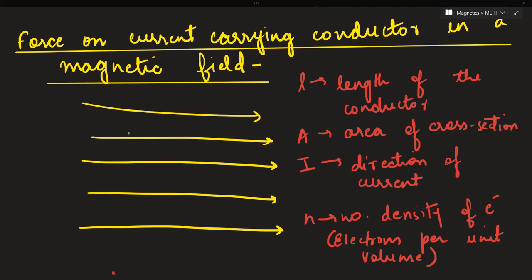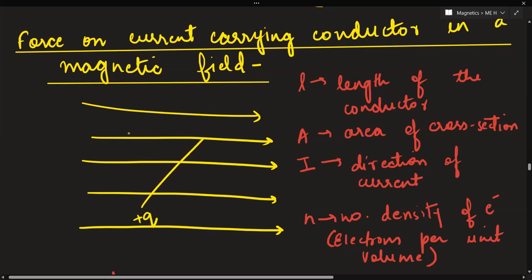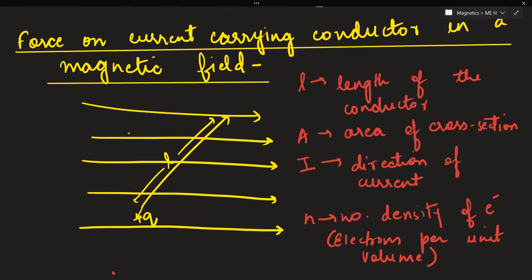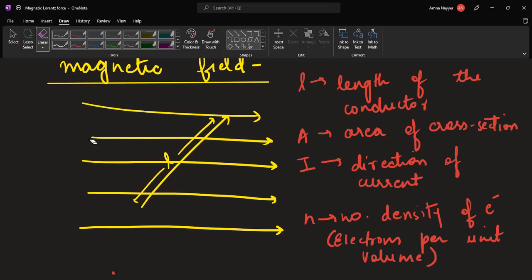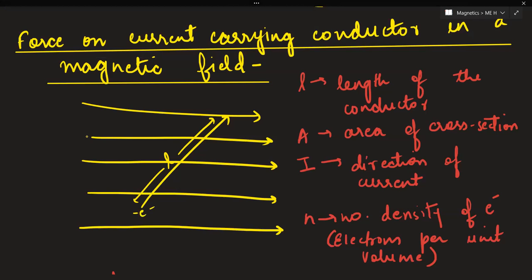Now, if a charged particle is there, there's a conductor. L is the length of this conductor. And let's say this is a positive charge or it can be negative charge. So let's take it as an electron. So if this is the flow of charge, current will be in the opposite direction. A is the area of the cross section of this conductor. I is the direction of current. N is the number density of electrons. Number density means electrons per unit volume.